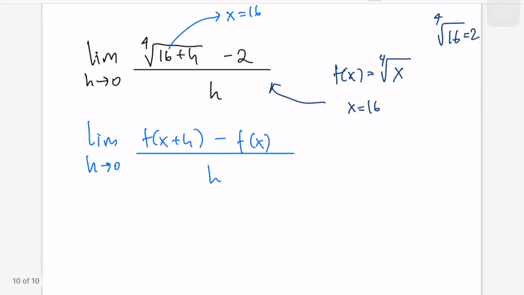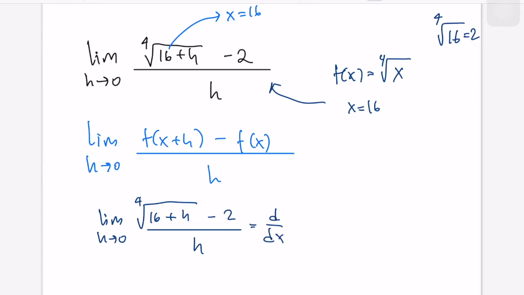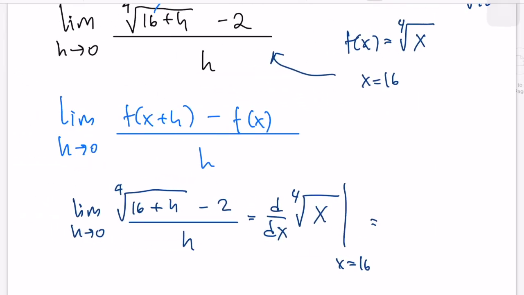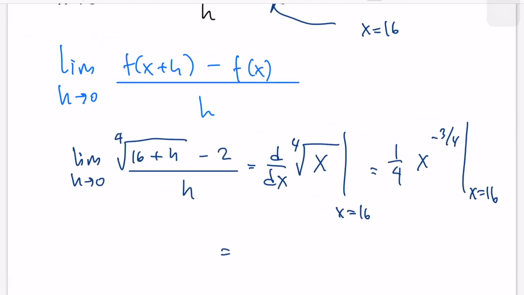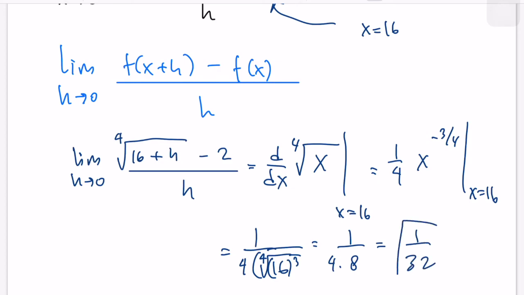And then we can say that the limit as h going to 0 is actually the same thing as differentiation of this at x equals 16. We can take this and we can rewrite the answer 1 over 4, and then so it will be 4 and 8, and this will be 1 over 32.